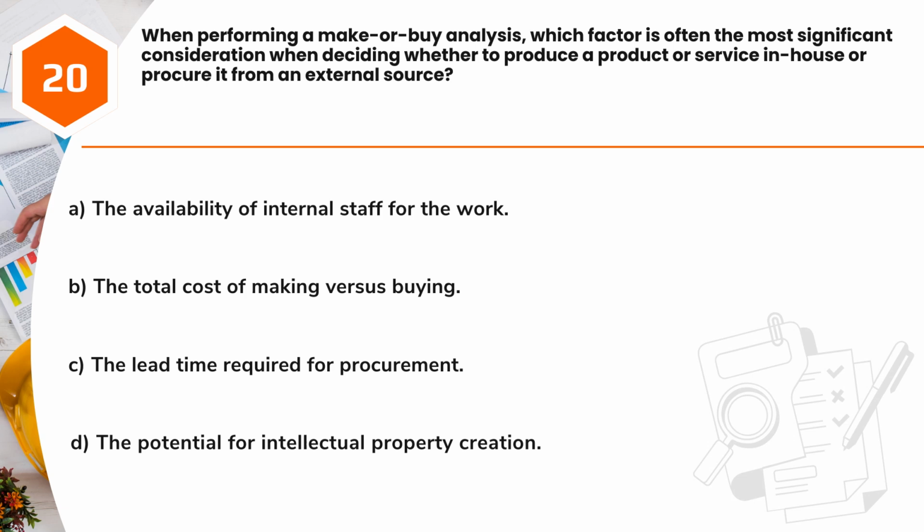Question 20. When performing a make-or-buy analysis, which factor is often the most significant consideration when deciding whether to produce a product or service in-house or procure it from an external source? A. The availability of internal staff for the work. B. The total cost of making versus buying. C. The lead time required for procurement. D. The potential for intellectual property creation.